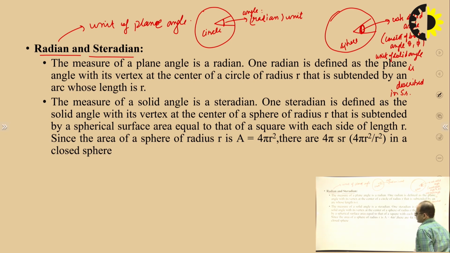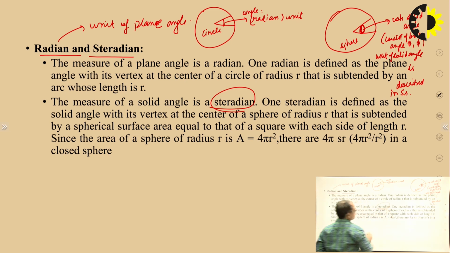steradian. Clear? So the steradian is mainly used as the unit of solid angle for a three-dimensional figure, and the radian is the unit for a two-dimensional figure in which the angle that is formed is a planar angle. So the measure of the planar angle is the radian.